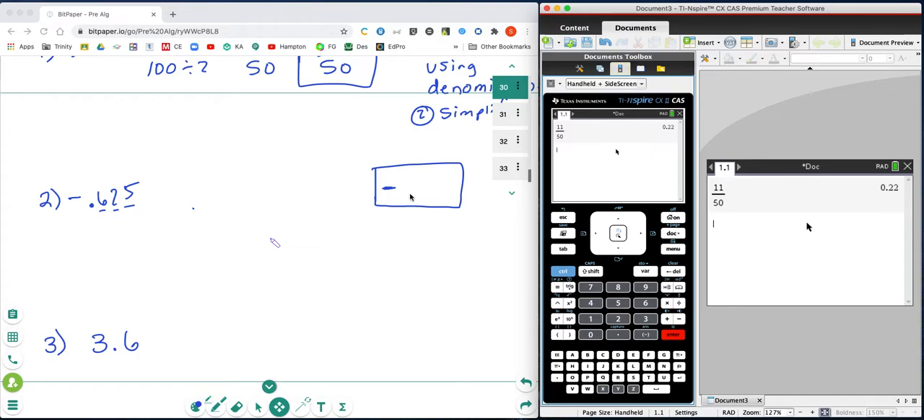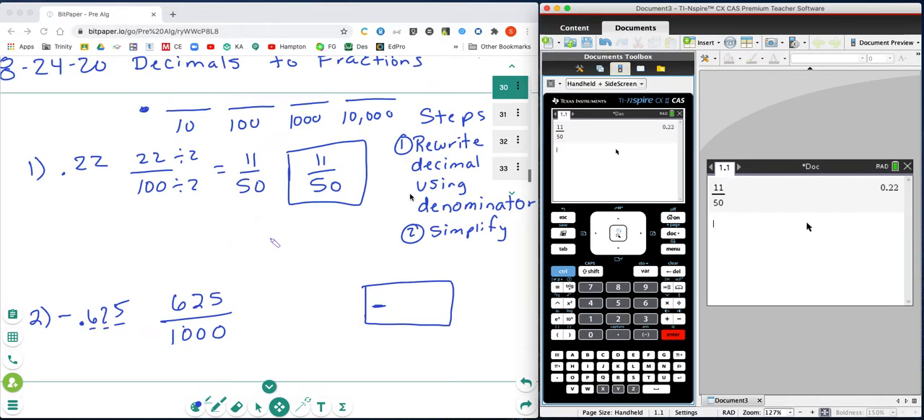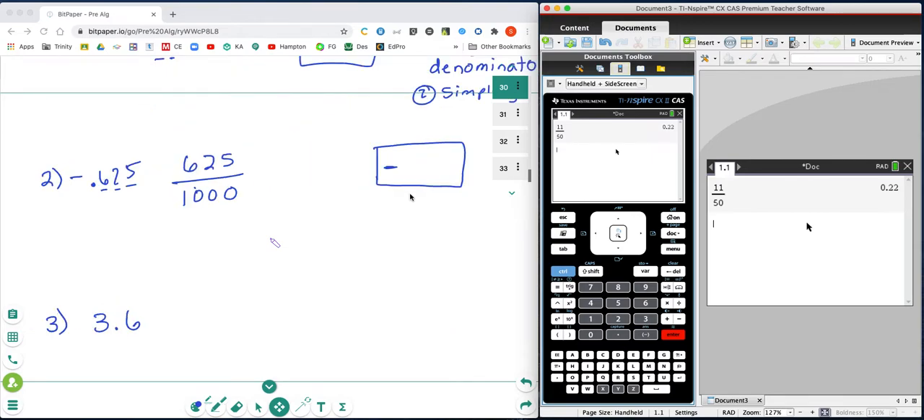So when I rewrite this, it's going to be 625. I'm going to write my 1, and then I'm going to write my 3 zeros. Just like I did up here, I had 2 digits, so I wrote 2 zeros. Just a quick little shortcut there to remember and know how many zeros I need in my denominator.